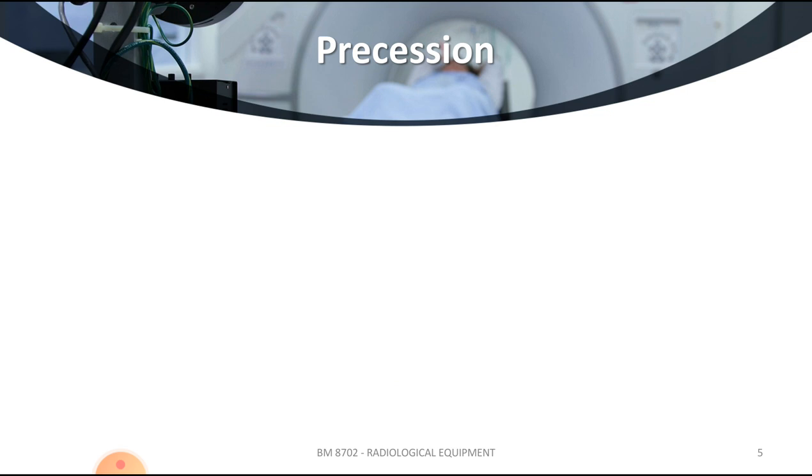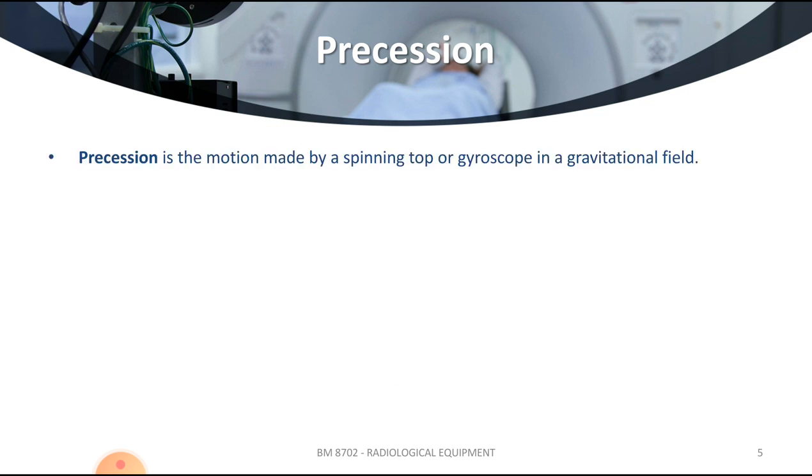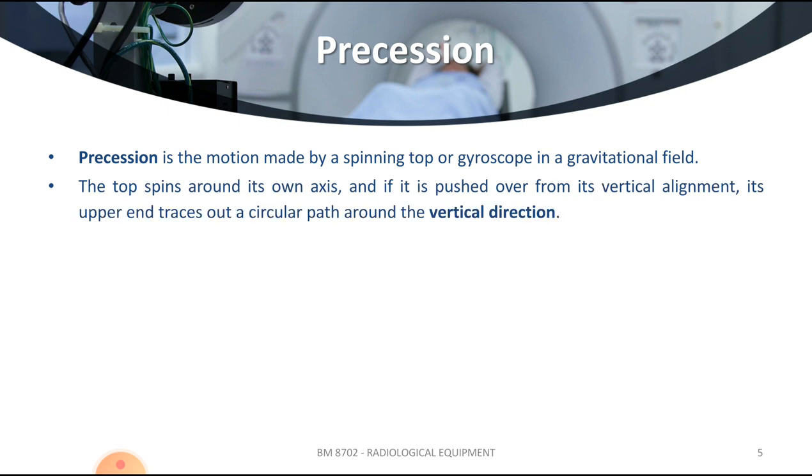So moving on to precession. Precession is another important term in nuclear magnetic resonance imaging. Precession is the motion made by a spinning top or gyroscope in a gravitational field. A spinning top or a gyroscope is an example of precession. In MRI we'll be talking about the precession of atoms.